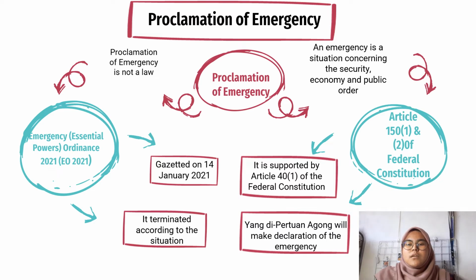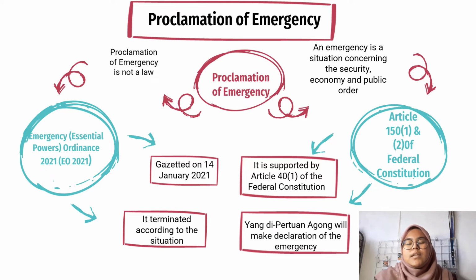Proclamation of Emergency. Proclamation of Emergency is an emergency situation concerning the security, economy, and public order. This is in accordance with Article 150, Clause 1 of the Federal Constitution. In the provision, it is stated that if the YDPA is satisfied that a grave emergency exists whereby the security or the economic life or any public order in the federation or any part thereof is threatened, he may issue a proclamation of emergency, making therein a declaration to that effect.